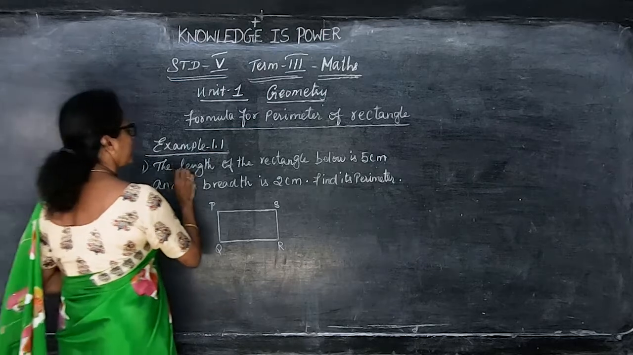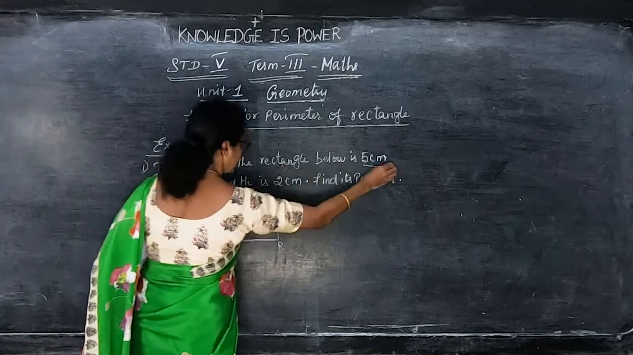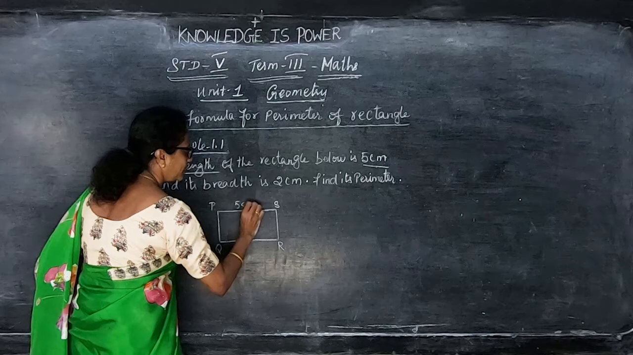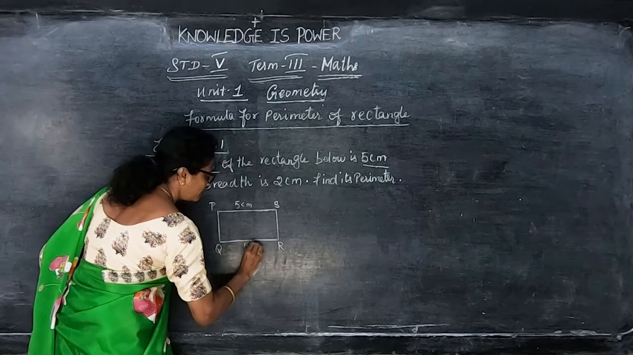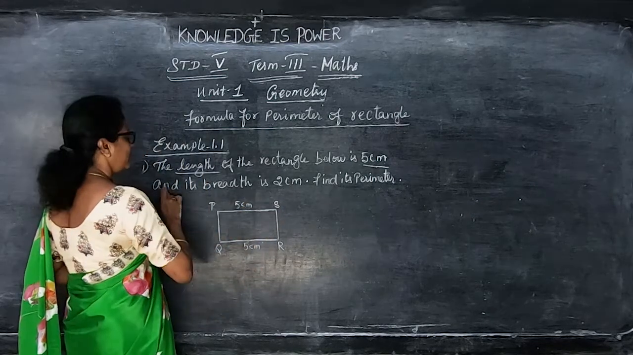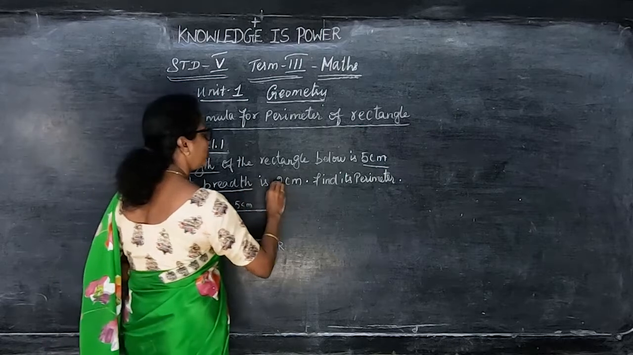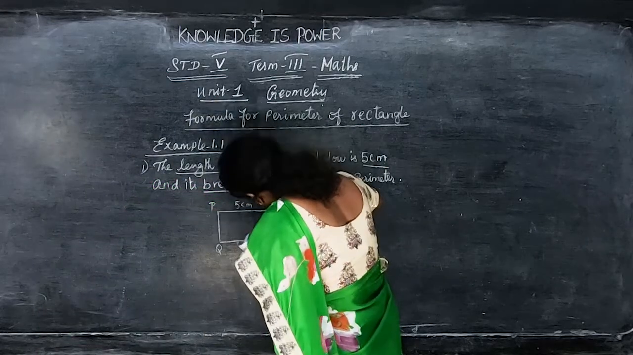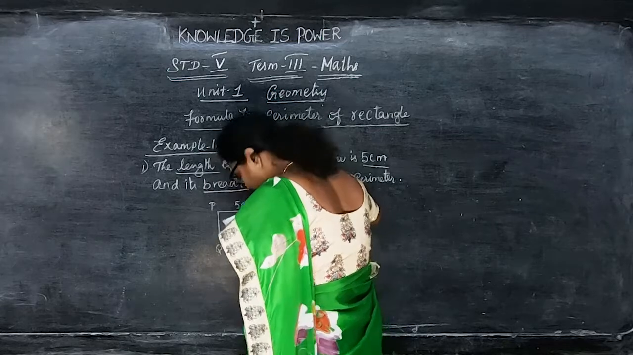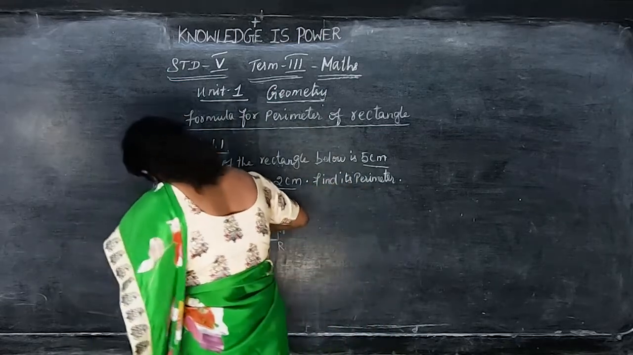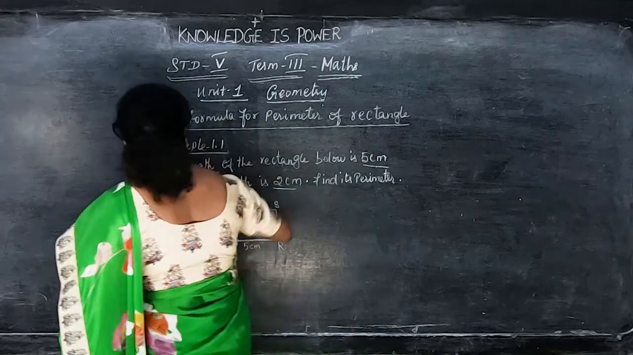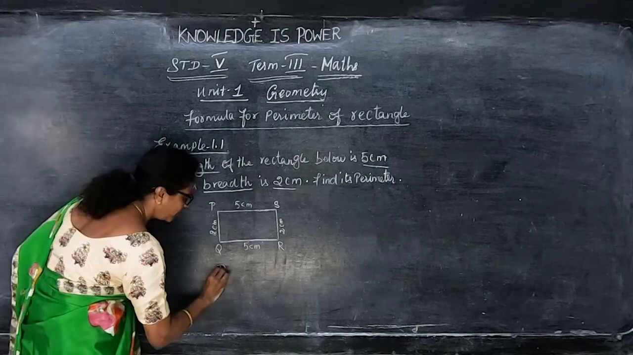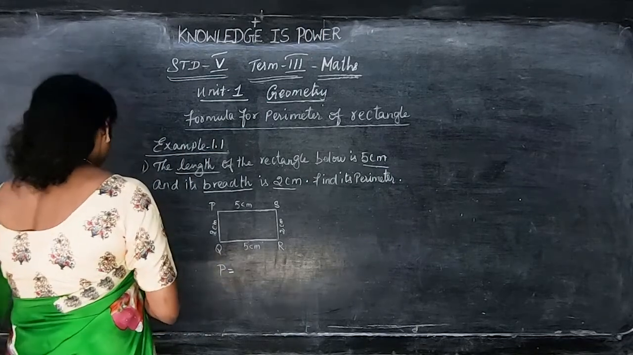The length of the rectangle is 5 centimeter. Length means this is the length. So you can write 5 centimeter. This is the 5 centimeter. And its breadth is 2 centimeter. So you can write here 2 centimeter. And here also 2 centimeter. Find its perimeter. So P is equal to, what formula did we say?